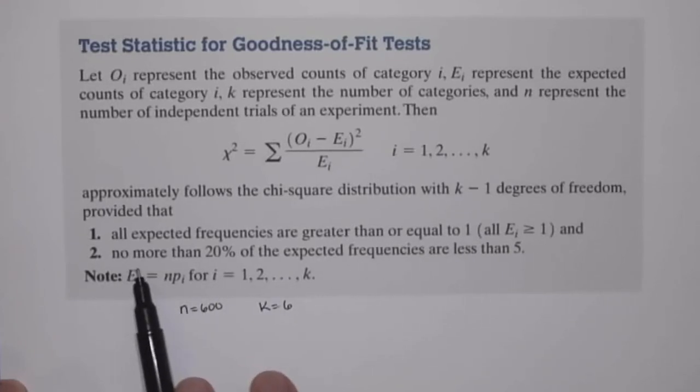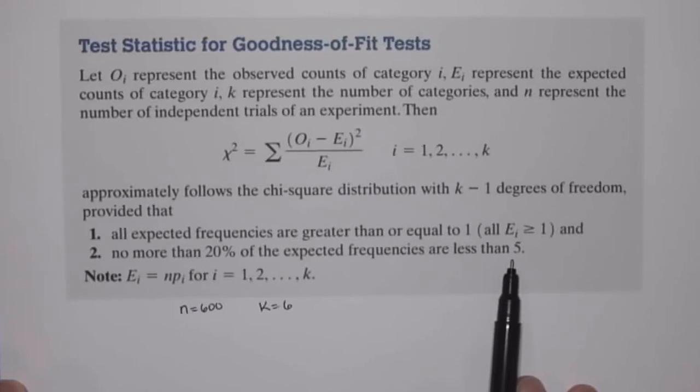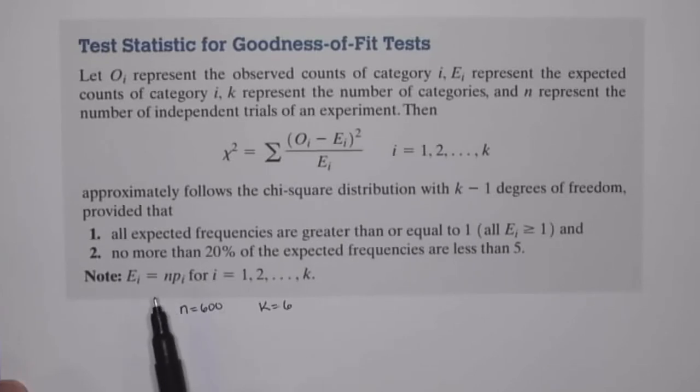And also, no more than 20% of the expected frequencies can be less than 5. So we'd rather have all of the expected frequencies be larger than 5, but we'll accept some of them being smaller than 5, but no more than 20% of the expected frequencies can be less than 5.